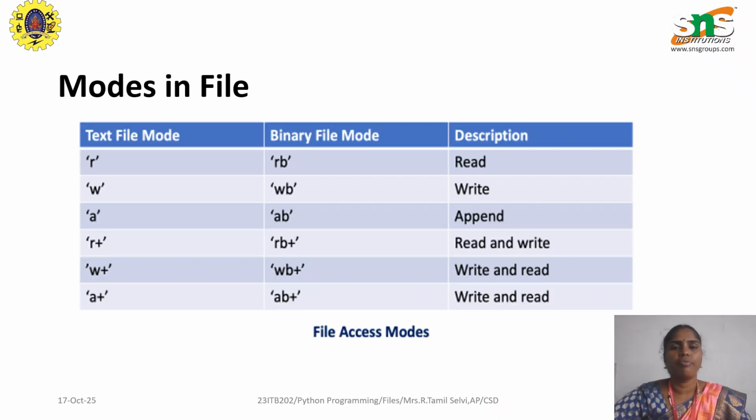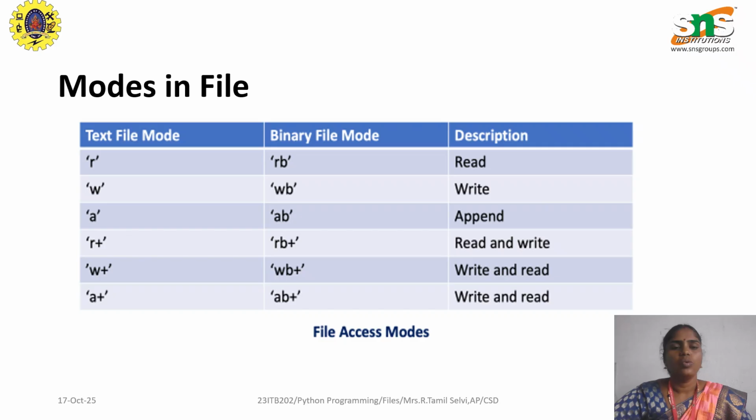Next one, modes in file. In Python, we have different modes that are used in file operations. Each mode determines how the file will be opened and what operations we are going to perform. Here I list some of the commonly used modes in Python. If you are accessing a text file, we can mention the modes as r, w, a, r+, w+, a+. If you are using the same modes for binary file operations, you have to mention the modes with the suffix b, like rb, wb, ab.